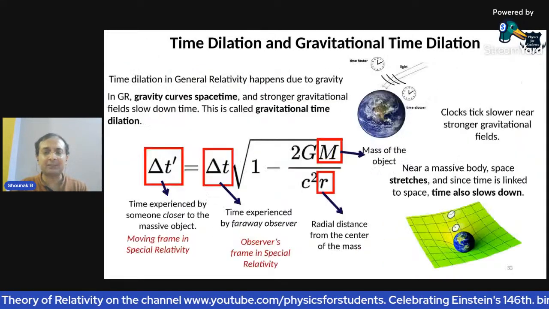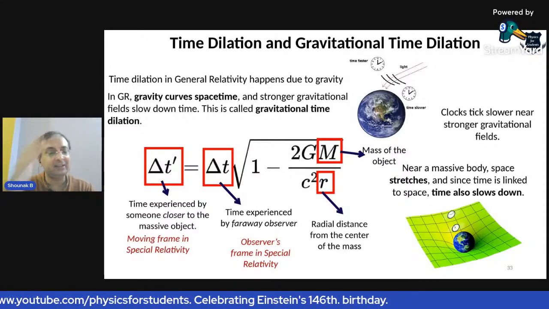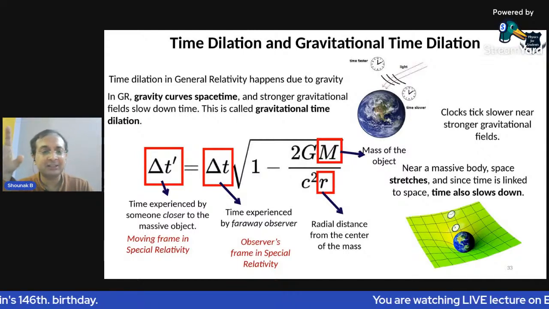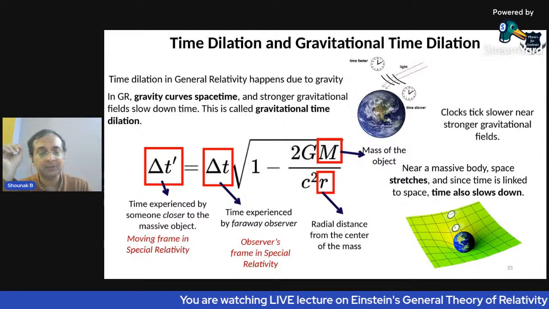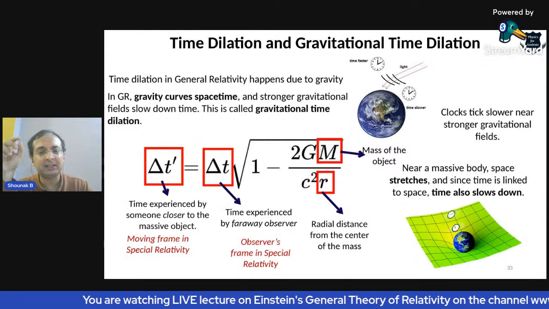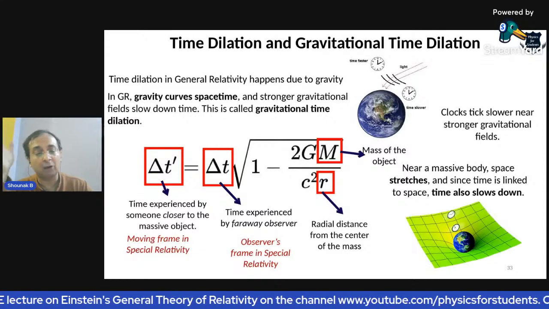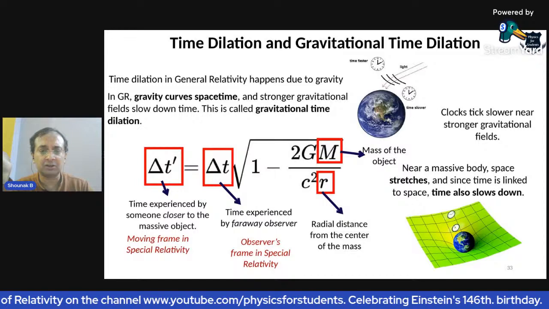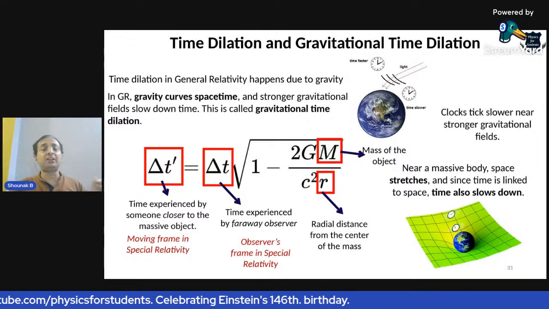Now, if I look at the mathematics, it is more or less a simple one. Here you can see delta t hash. This is the time experienced by someone closer to the massive object. You can simply think that it is the same as the moving frame in special relativity. And delta t is basically the time observed by a faraway observer, that means someone standing outside the black hole. And m is the mass, G is the gravitational constant, c squared is the speed of light. Now, why is this r there?